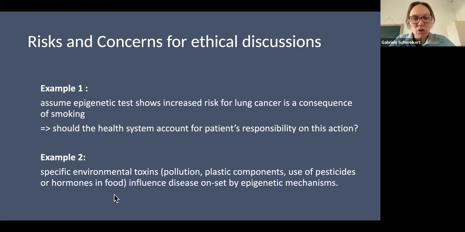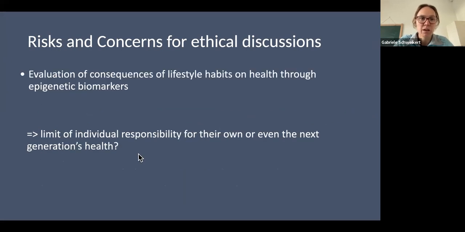In another scenario, you might find that specific environmental toxins like pollution, plastic components, use of pesticides or hormones in food all influence disease onset via epigenetic mechanisms. In this case, the question would be, who is liable for such exposures? Is it the policymakers, the public? Should they have a bigger responsibility to protect individuals, society, and potentially even further generations?